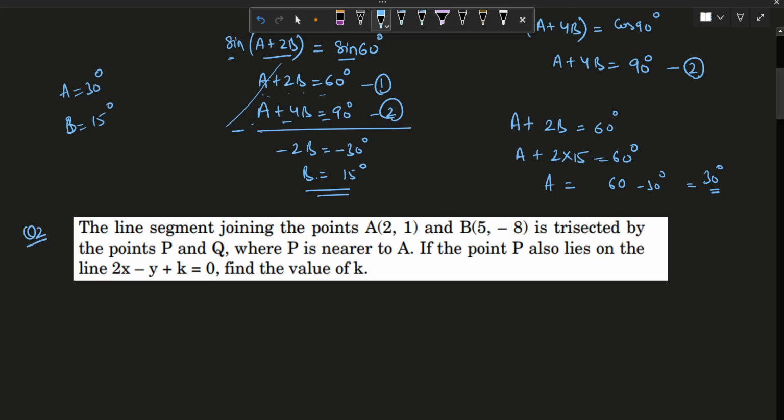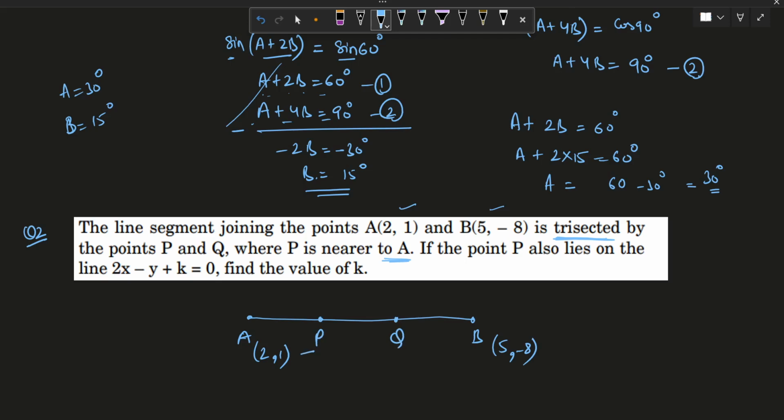Question number 2. Question number 2 says the line segment joining the points A is given to you, B is given to you. So you have a line segment A and B. I'll just draw a straight line. A is 2, 1, B is 5, minus 8. This is trisected. Trisected means it is divided into 3 equal parts by points P and Q, where P is nearer to A. So whenever the question is given, read it carefully and then come to the conclusion. So what the question says is that there are 2 points P and Q and P is nearer to A, meaning P जो है that is A के पास में है.